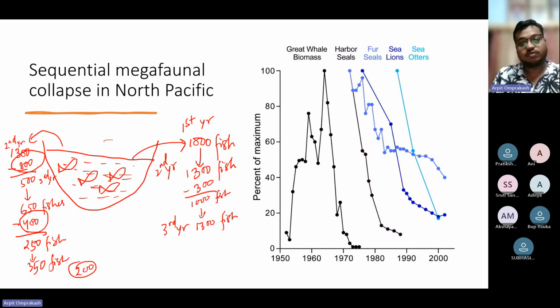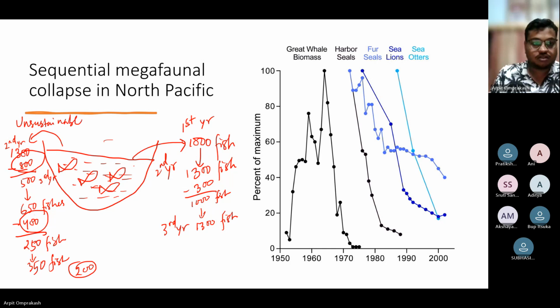Eventually you'll not have enough fishes in this pond that they can reproduce and basically reestablish the population of fishes that you're catching. So eventually you'll run out of fishes in this pond. This is what happens if you use resources unsustainably. So this is unsustainable, and this is sustainable.